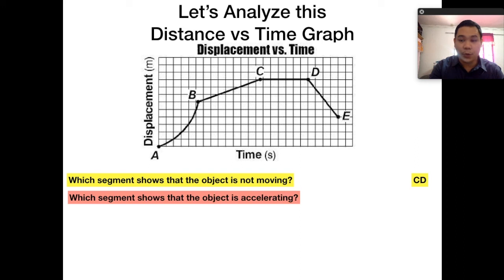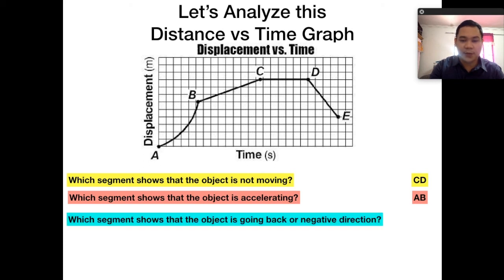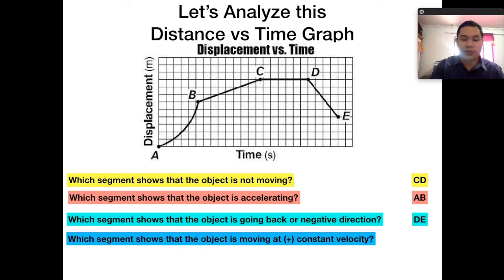How about this? Which segment shows that the object is accelerating? We're looking for a curved, positive graph. Therefore, the answer is segment AB. Which segment shows that the object is going back, or moving in a negative direction? We have to look for a negative slope, and definitely the answer would be segment DE. Which segment shows that the object is moving at positive constant velocity? Definitely the answer is segment BC.